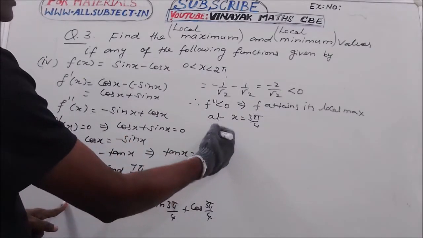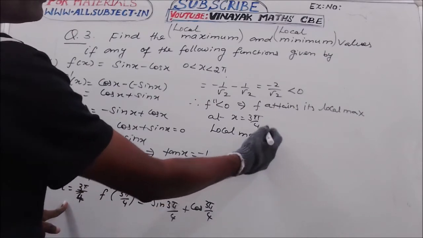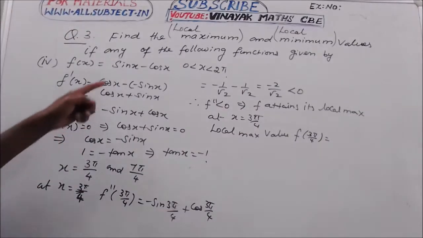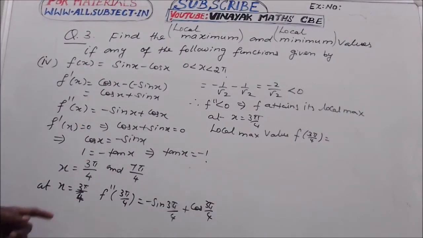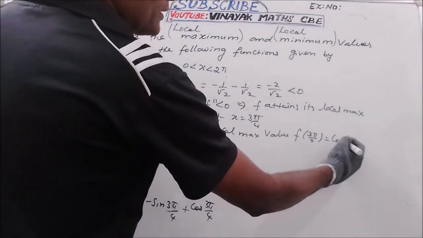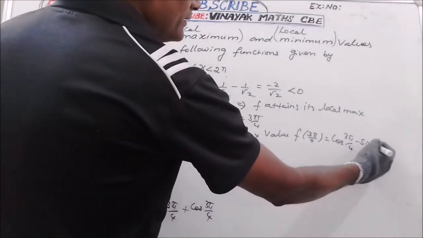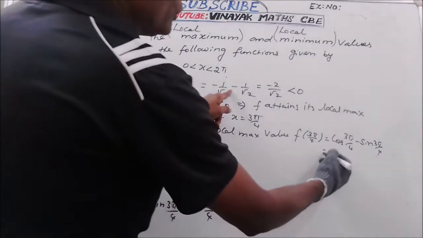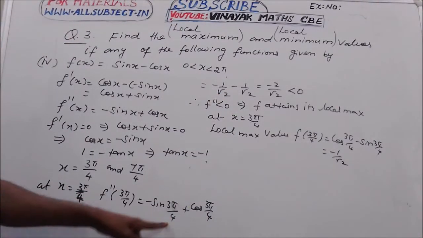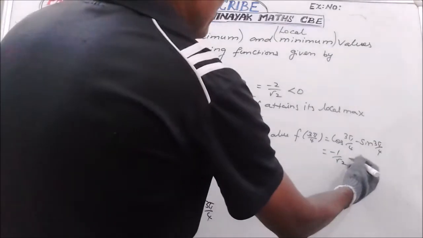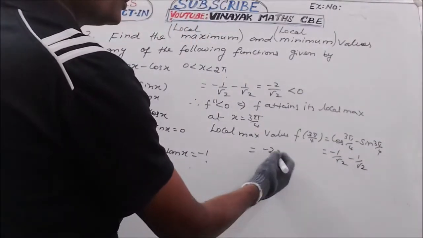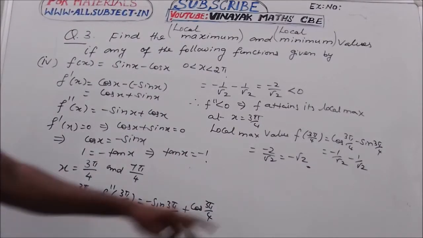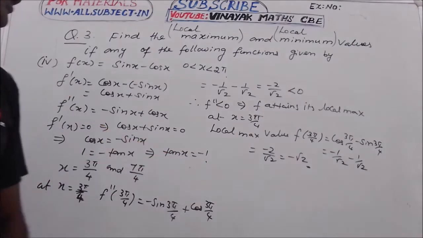Therefore the local maximum value is f of 3 pi by 4. Substituting 3 pi by 4 in the given function f of x, we will get cos 3 pi by 4 minus sin 3 pi by 4. Cos 3 pi by 4 we have already found, minus 1 by root 2, and then minus sin 3 pi by 4 is minus 1 by root 2, which is equal to minus 2 by root 2, equal to minus root 2. Therefore minus root 2 is the local maximum value.